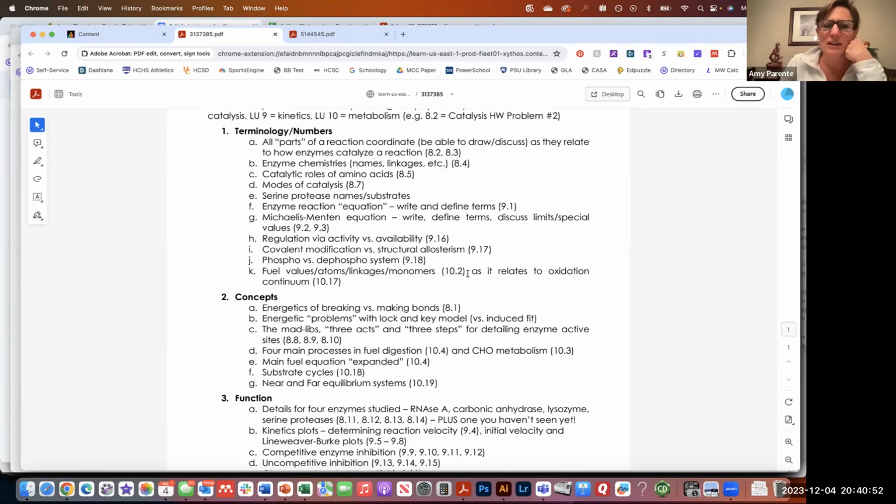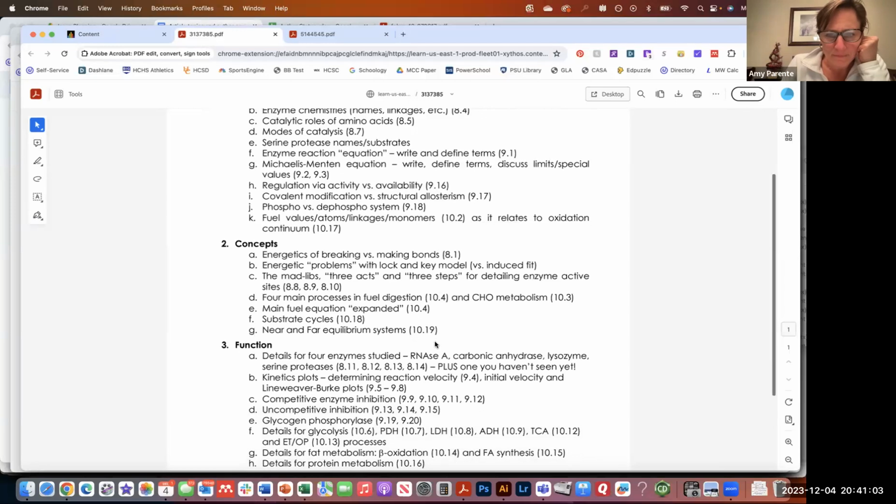So we talked about the values of different fuels, linkages, monomers, and so forth, and that oxidation continuum. Again, we'll look at the homework questions for that in just a second. Four main processes that we use in fuel digestion, right? We were very carbohydrate focused. So we talked about glycolysis, pyruvate dehydrogenase chemistry, citric acid cycle, and then electron transport and oxidative phosphorylation.